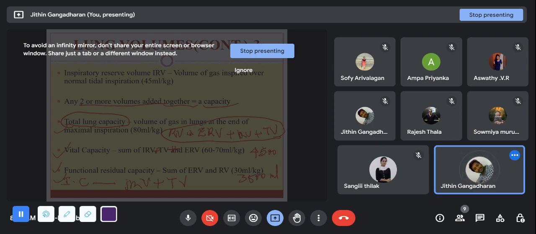Okay. And the last one is functional residual capacity. So functional residual capacity is the amount of air left in the lungs after normal expiration. So that is 2,300, ERV plus RV. Okay. So those are the lung volumes and lung capacities.